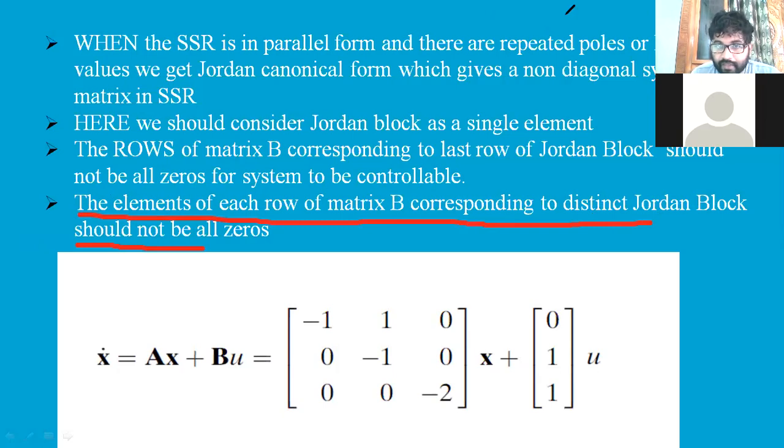So what is this point? I will tell you after considering some more difficult example which contains two Jordan blocks. Here, how many Jordan blocks are we having? Only one Jordan block. In some cases, there are two or more repeated rows. Then we will get more Jordan blocks.